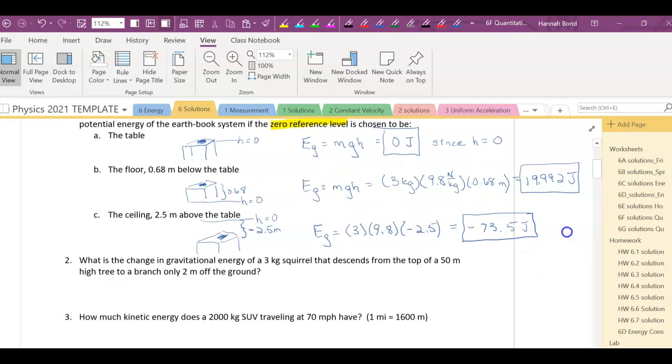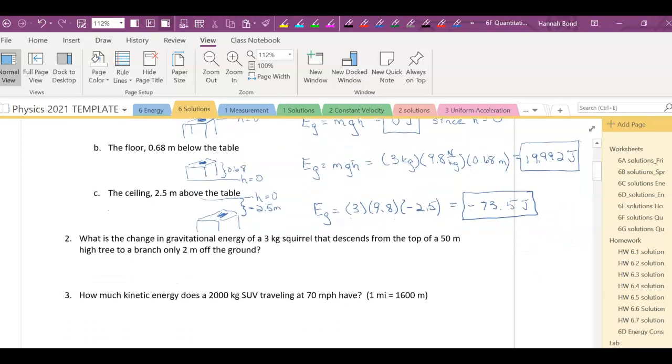Let's take maybe a more common example. Here we've got a squirrel, also 3 kilograms, and it descends from the top of a 50-meter high tree to a branch that's only 2 meters off the ground. So we're talking about the change in the gravitational potential energy. That would be the mass times g times the change in the height. So I need to take the final height minus the initial height.